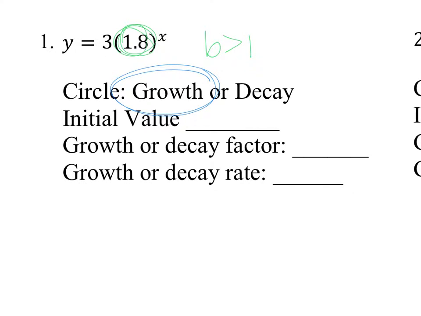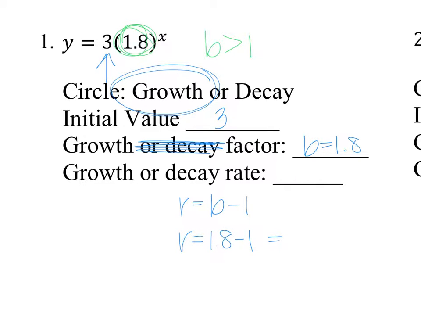My initial value is a, and a is what comes first. So a equals 3, my initial value is 3. It's going to be a growth factor, so my growth factor is just b, and b equals 1.8. Now, my growth rate is going to equal b minus 1 because it's growth. So my rate equals 1.8 minus 1, which equals 0.8. That is my growth rate, r equals 0.8.